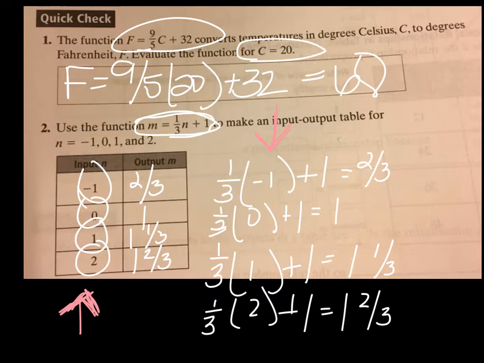Once you put them in your calculator, you should get 2/3, 1, 1 1/3, 1 2/3. Now I know it should look correct because each time it's going up by 1/3, and there should be a pattern with my outputs since there's a pattern with my inputs. Make sure everybody knows how to get that correctly in their calculator.